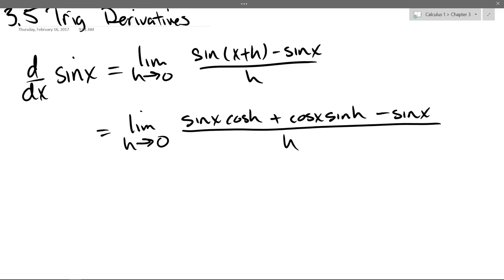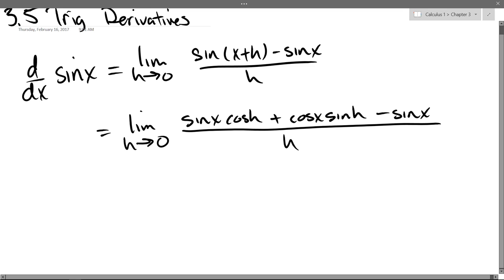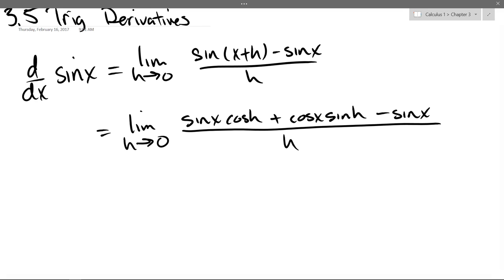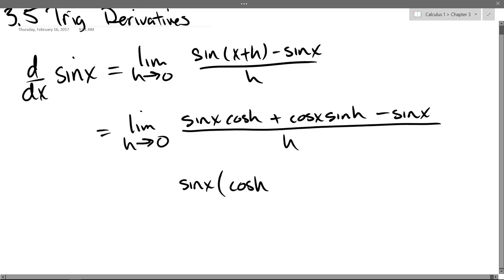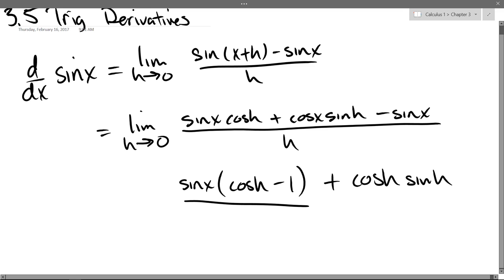There is something in common I could factor out. The middle term has no sine x in it, but the first and last terms have sine x. So let's take that factor, sine x, out. And we're left with cosine of h minus 1. There are hyperbolic cosine, sine, and all that stuff, but these are not the hyperbolic sine and cosine. This is just sine of the variable h, cosine of the variable h.